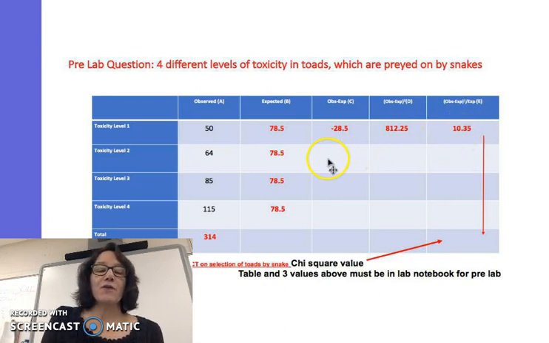Once I have done those calculations for all of the different levels of toxicity, I add those values together to get a total here at the bottom. And that total is my chi-square value.